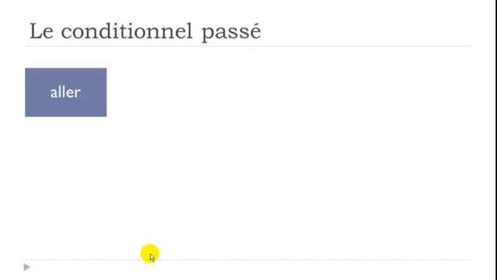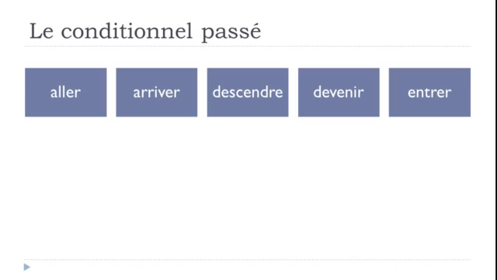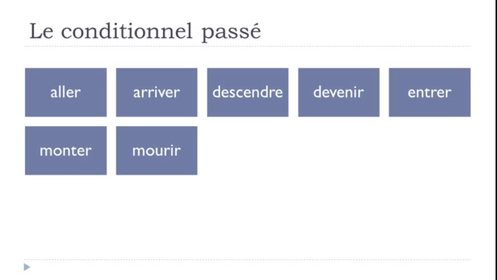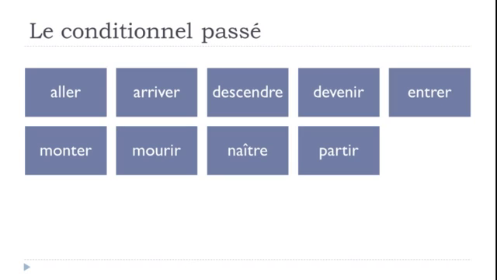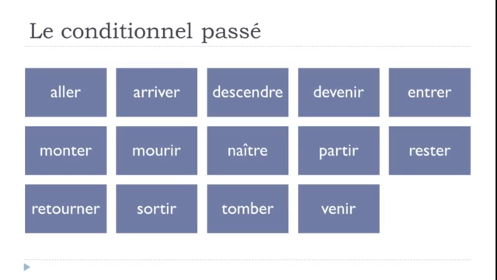So the verbs that will require être will be the following: aller, to go; arriver, to arrive; descendre, to go down; devenir, to become; entrer, to enter, to come in, to go in; monter, to go up; mourir, to die; naître, to be born; partir, to leave; rester, to stay; retourner, to return; sortir, to go out; tomber, to fall; venir, to come. Okay, so all these verbs will require être for this conditionnel passé form.